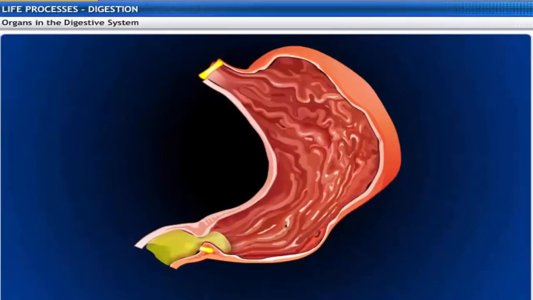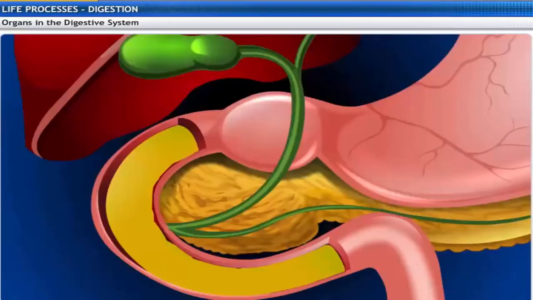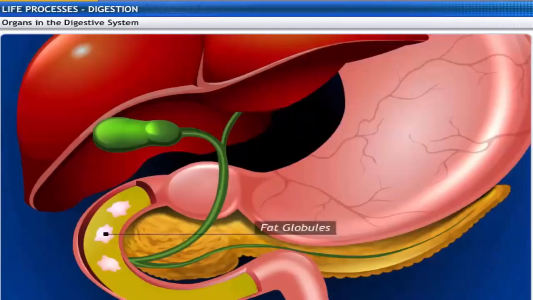The acidic food from the stomach reaches the first part of the intestine called duodenum. In the duodenum, fats are present in the form of large globules, which makes it difficult for the enzymes to act on them. These fats are broken down by the bile juice secreted by the liver.